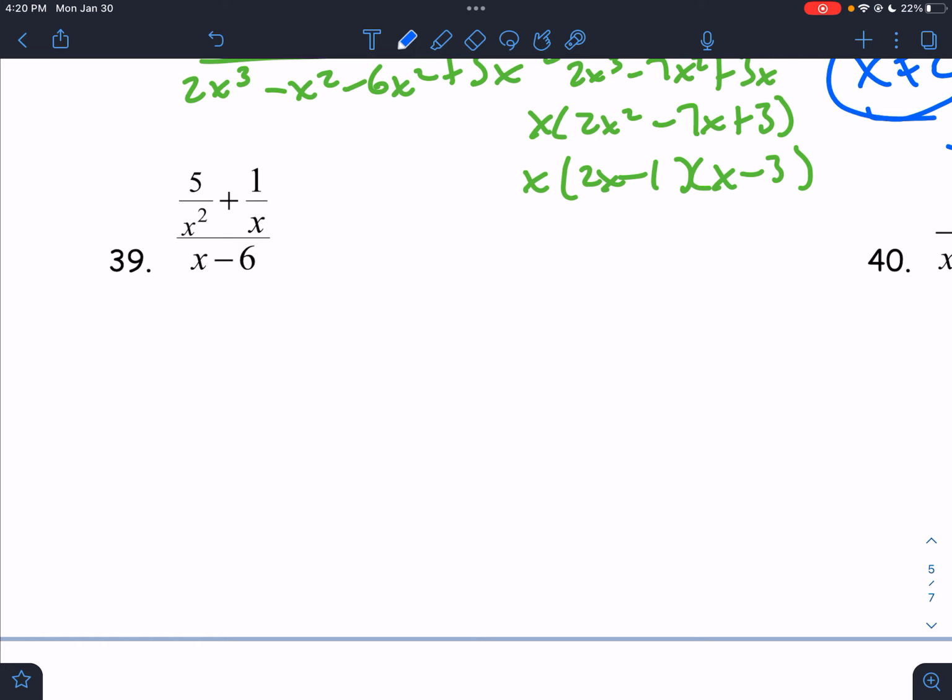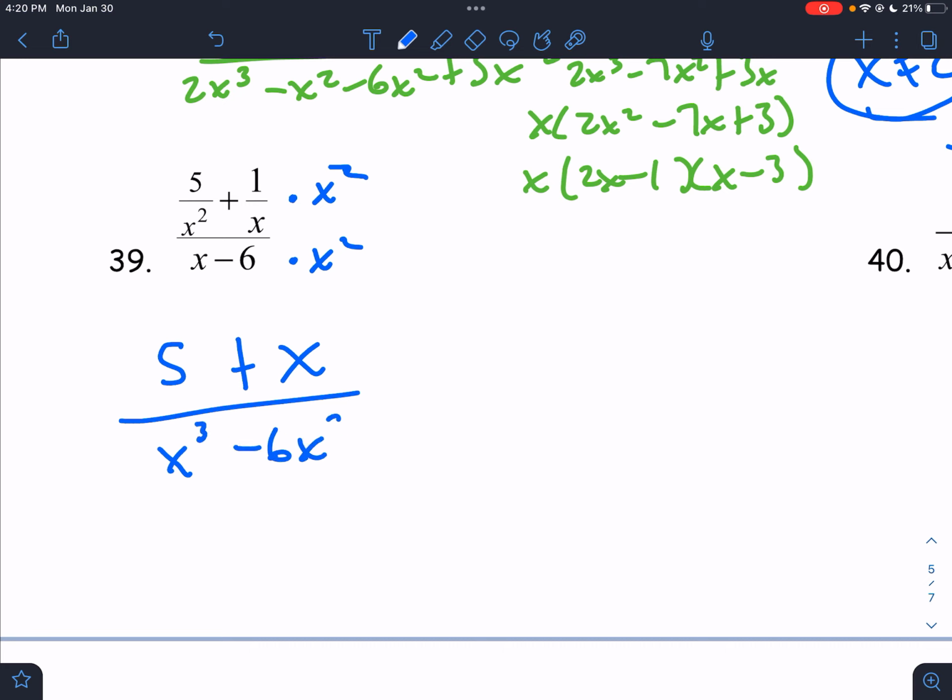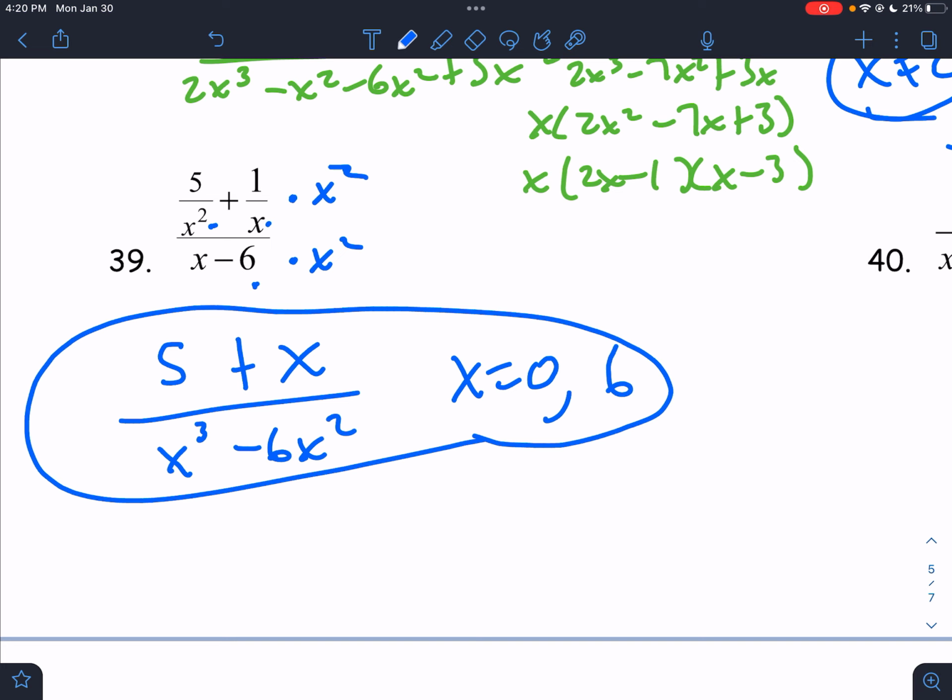All right, I'm going to multiply by x squared. If I do it to the top, though, I have to do it to the bottom. So the top, the x squareds cancel out. You have 5. 1x cancels out. You have x. On bottom, you'd have x cubed minus 6x squared. That's about as good as it gets. X cannot equal 0 or 6. Any denominator anywhere, x cannot be. That's about as good as it gets.